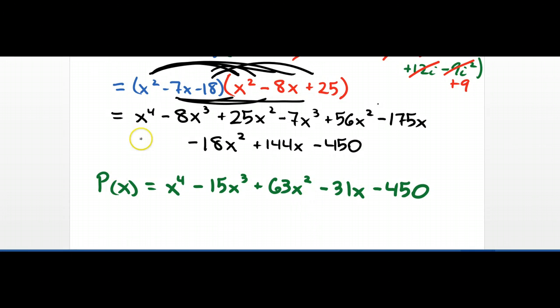Okay, so if you did this correctly, you should have gotten the 9-term polynomial that I got here in black. And then your final answer should be x to the 4th minus 15x cubed plus 63x squared minus 31x minus 450.